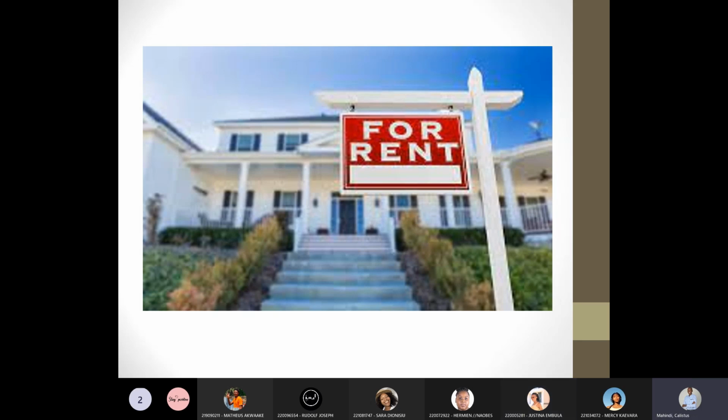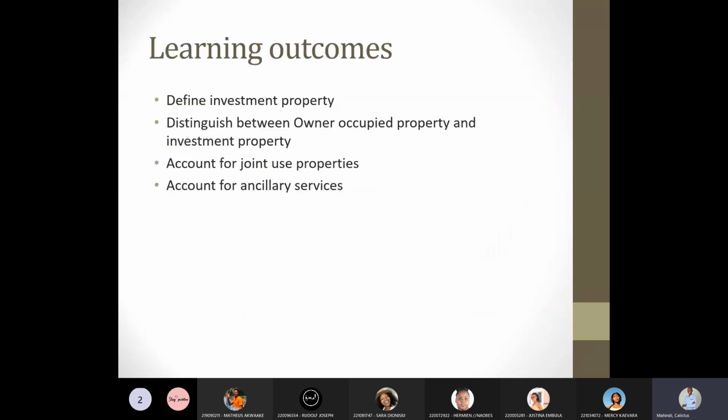So in this instance, we have a property in front of us, and there's a for rent sign. So we can assume that this house is going to be rented out. And because this house is going to be rented out, we cannot classify it using IAS 16 property, plant, and equipment. We'll have to use IAS 40 investment property, which is the topic that we are starting with today.